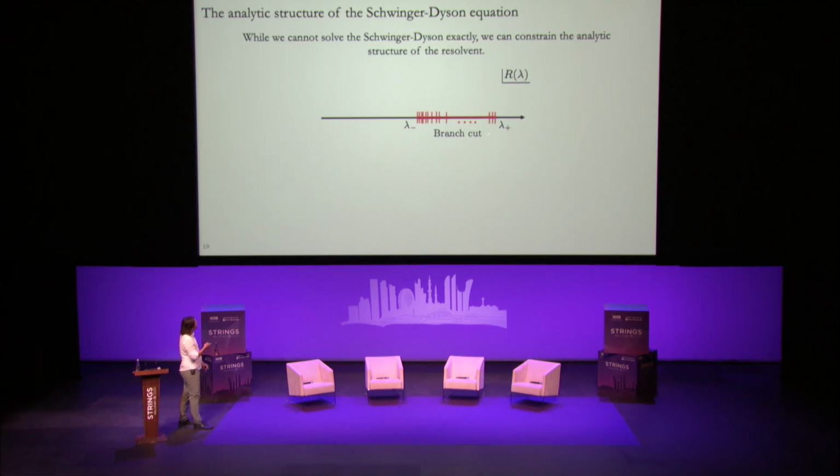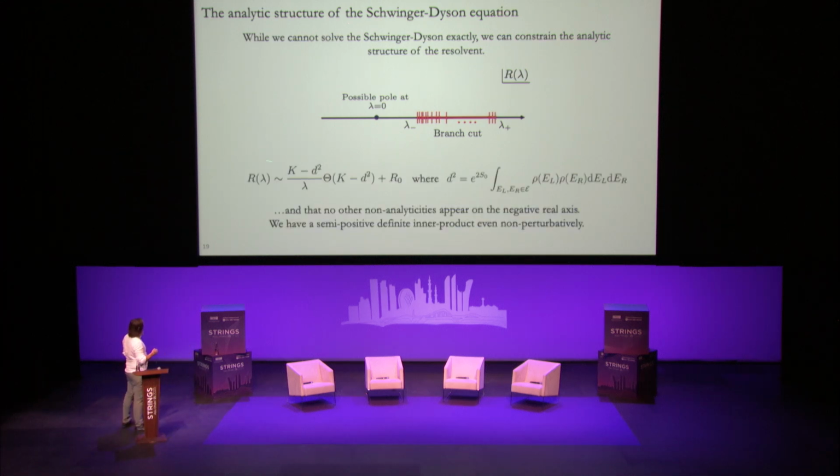So it turns out that we can prove that the resolvent only has a branch cut on the positive real axis, and a possible pole at lambda equals 0. And we can also constrain what the residue at this possible pole is. This possible pole only exists when k is bigger than d squared, and its residue turns out to be k minus d squared. Now, the fact that the resolvent only has non-analyticities on the positive real axis implies that the Gram matrix is positive semi-definite, which implies that we have a semi-positive definite inner product, even non-perturbatively, even when we account for these non-perturbative corrections.